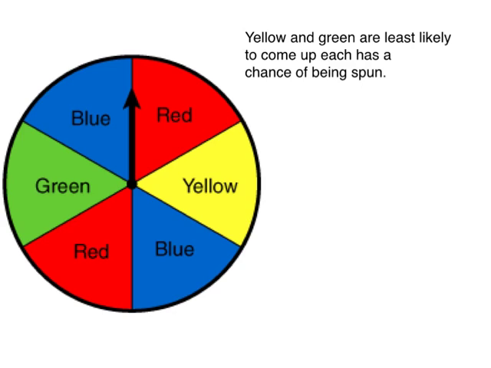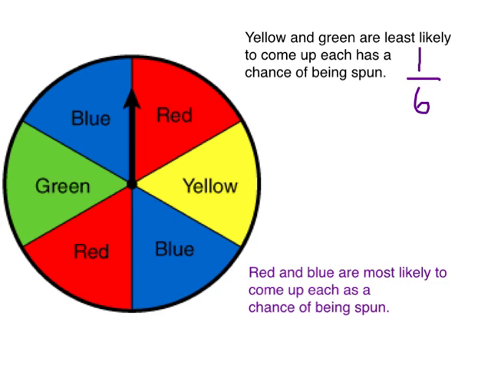Let's see if we can use a fraction to determine the probability of a yellow or a green being spun. If we just look at them separately, each has a 1 in 6 chance of coming up. If we put them together, yellow or green, it would be 2 in 6. Now see which colors are most likely to come up. Red and blue are most likely to come up. Each has a 2 in 6 chance of coming up because there are 2 out of 6 reds and 2 out of 6 blues.